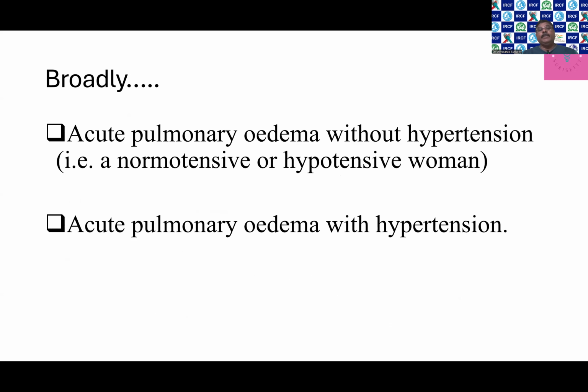Acute pulmonary edema in pregnancy is broadly divided into two scenarios. One is acute pulmonary edema without hypertension, in a normotensive or hypotensive patient. The second scenario is acute pulmonary edema in a patient with hypertension. The pathophysiology is entirely different and the management is also entirely different. That's why acute pulmonary edema in pregnancy is broadly divided into these two categories.